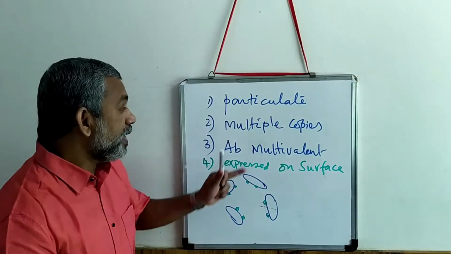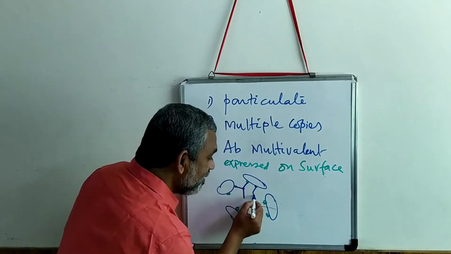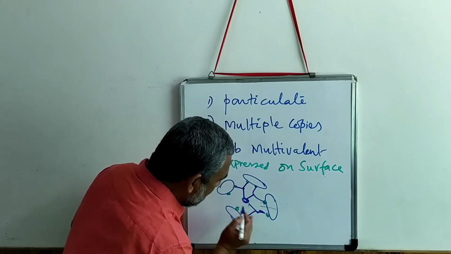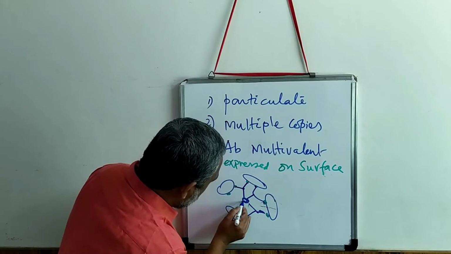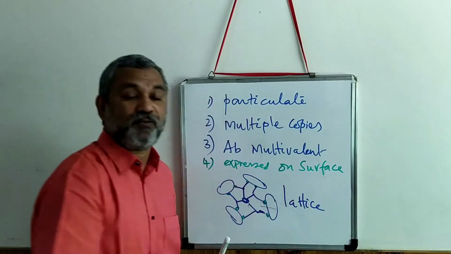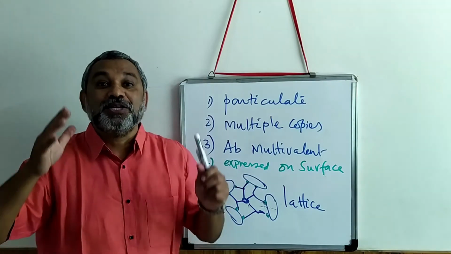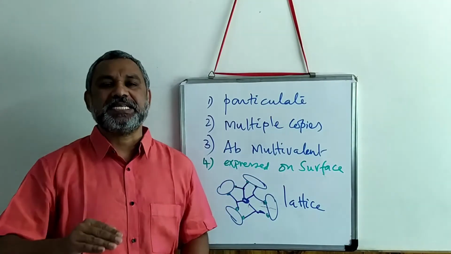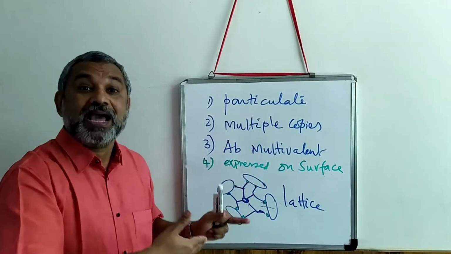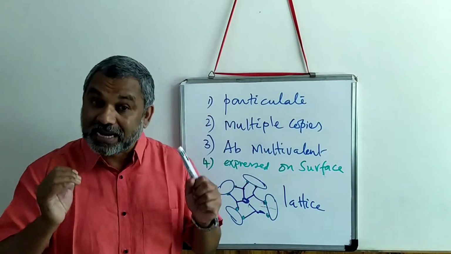What will happen now? Multivalent antibodies will combine. For example, this is a multivalent antibody, it is combining, and this kind of a lattice is formed. And this lattice, you can see that it has got very high molecular weight. This high molecular weight will precipitate in solutions, or it will precipitate in a gel. That's why agglutination reactions are highly sensitive and very reliable.